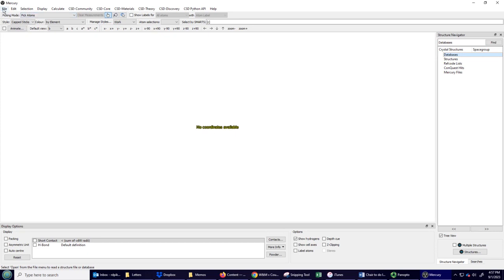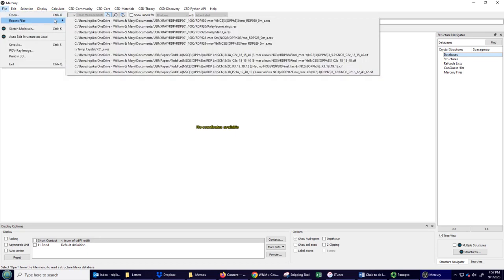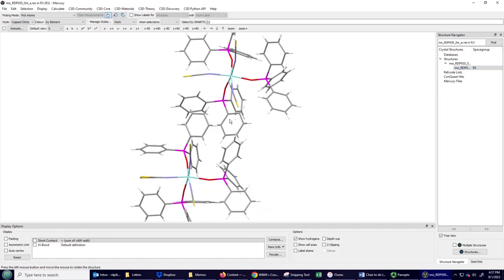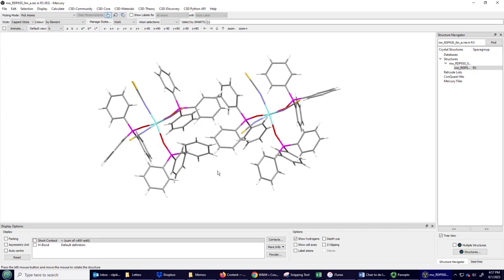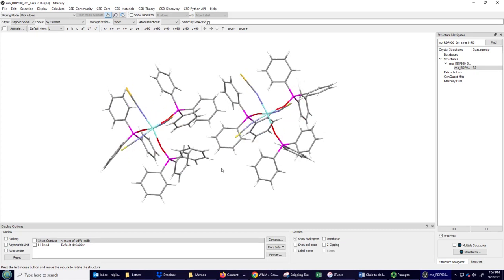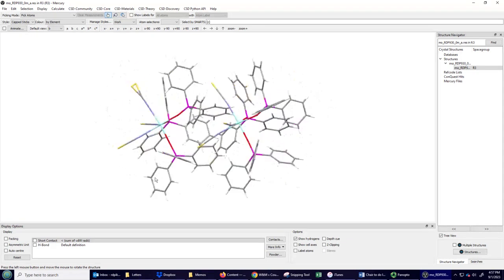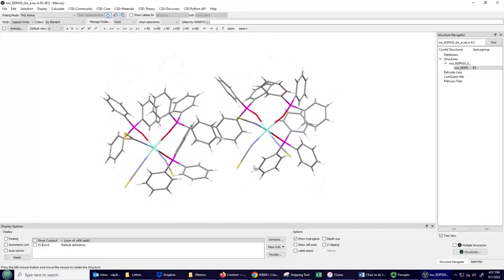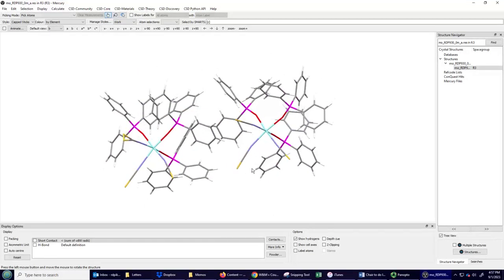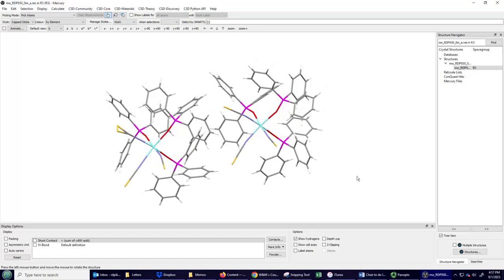So what I'm going to open is a structure that we solved using our new instrument. This program viewer is called Mercury, and it projects the results of the crystal structure. And you can see that I've got a couple of molecules that I can rotate in any direction I want. And what should be interesting first to you is that we have two molecules that look essentially identical.